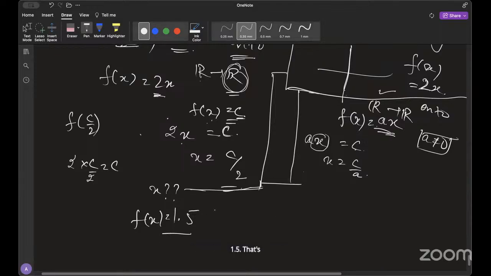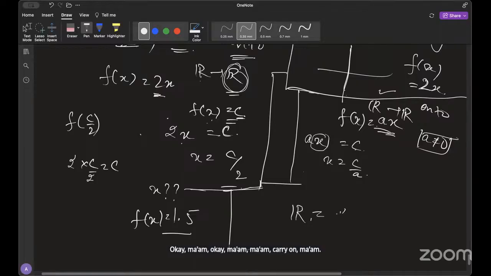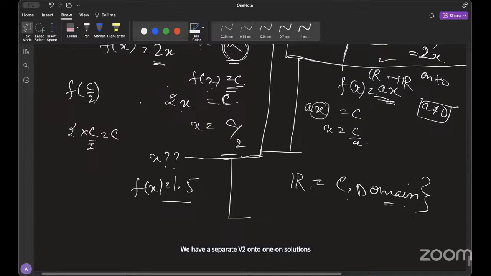0.75. I think an onto function is one where the range equals the codomain. That's what it is, range equals codomain. That's the definition. I am trying to tell you how you find it. We are not going to discuss one-one and onto functions in detail, as we have a separate week for them. You just need to know the definition of one-one and onto functions for now. That's enough for this week.